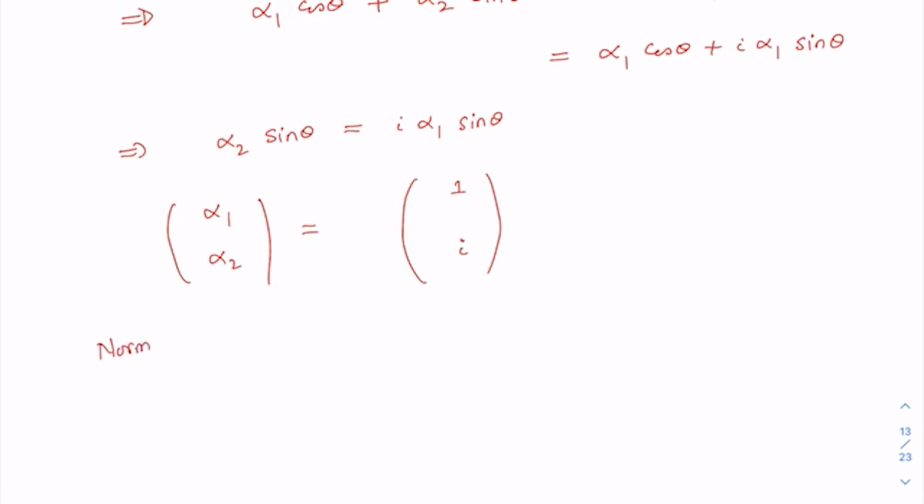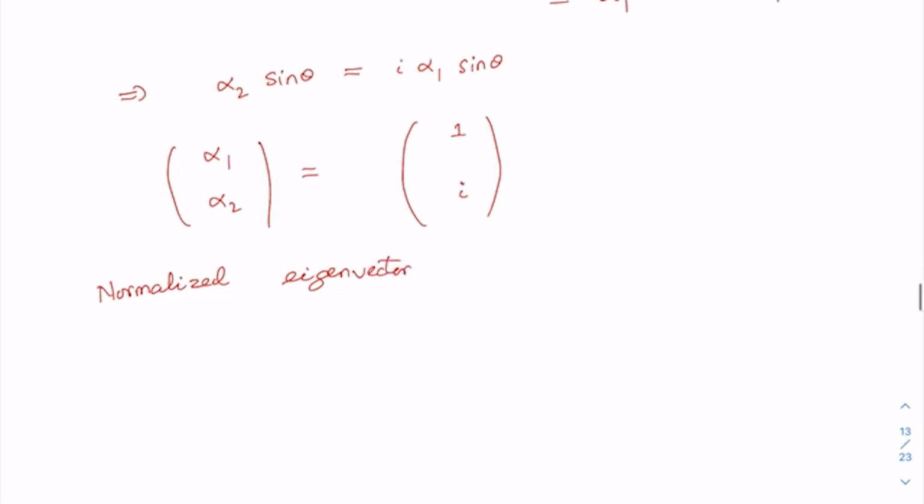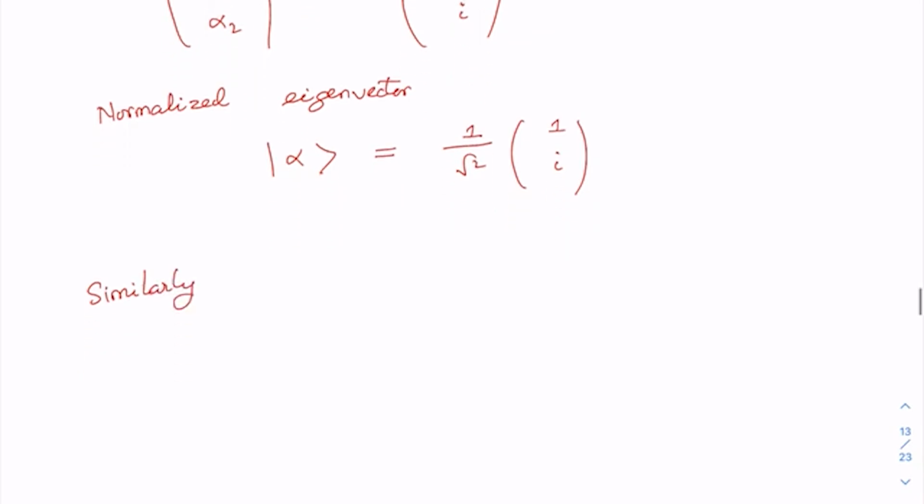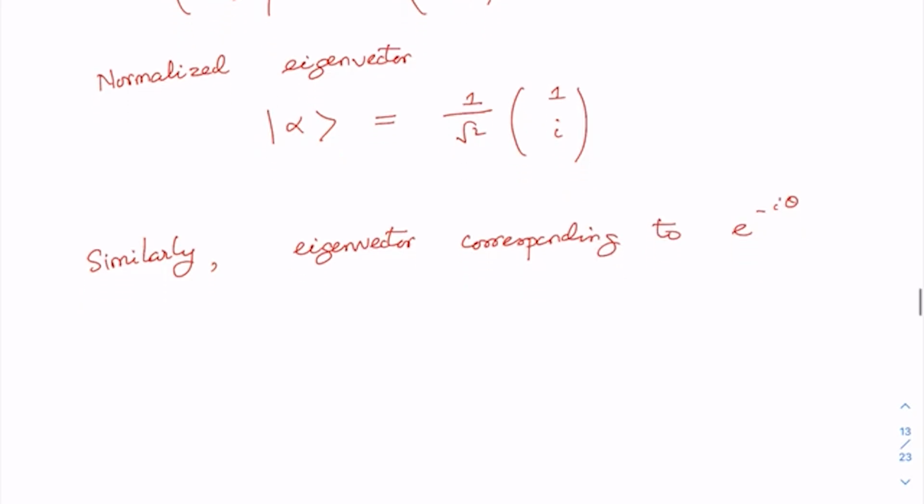But this has to be normalized, so you know how to do the normalization. So the normalized eigenvector, let me denote it as ket alpha, would be 1 by root 2 times (1, i). Similarly, by exactly the same process, the eigenvector corresponding to e to the power minus i theta, the normalized eigenvector ket beta, is equal to 1 by root 2 times (1, minus i).